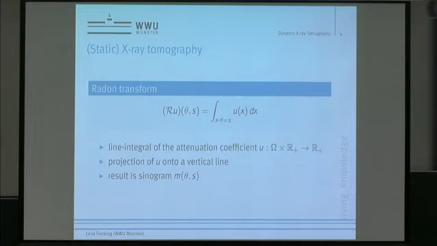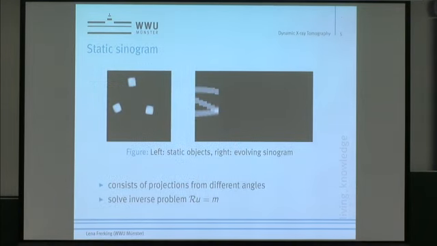Okay, so let's start with the reconstruction part. So always when we are working with X-ray tomography data, we have to deal with the Radon transform. So in the static case, the Radon transform is defined like this. And this Radon transform basically consists of a line integral of the attenuation coefficient, which is here denoted by u. And we can think of it like a projection of this function u onto a vertical line. And this projection results in the so-called sinogram, which is here denoted by m, and the sinogram is dependent on the measurement angle theta and the distance to the origin, which is here called s.